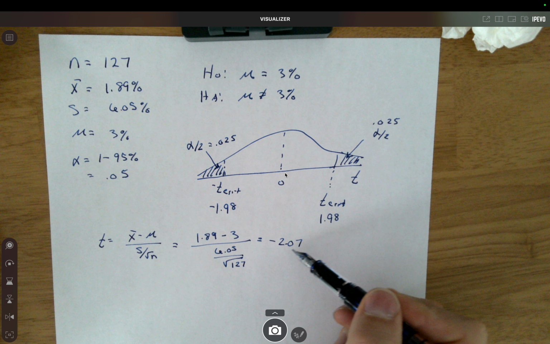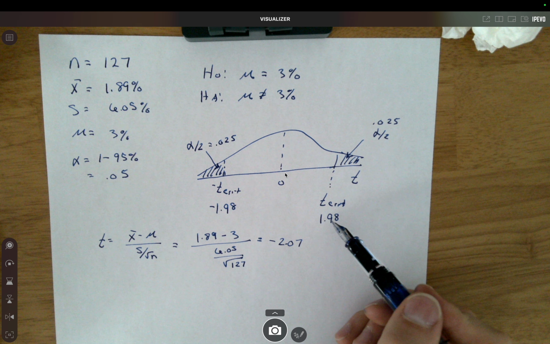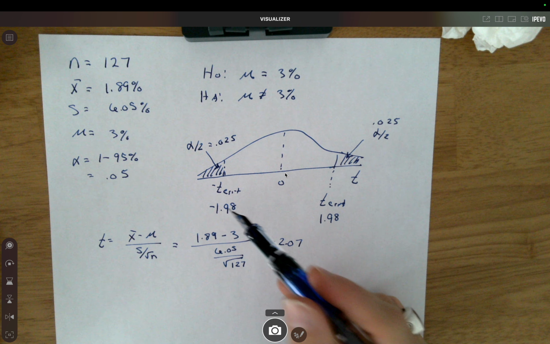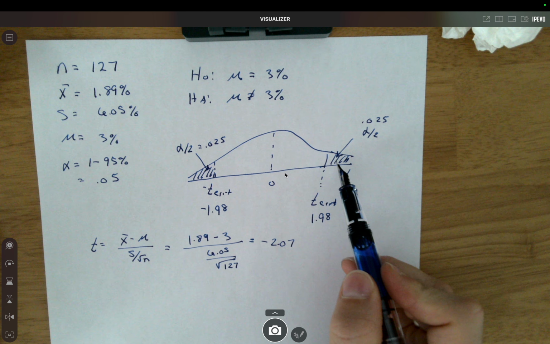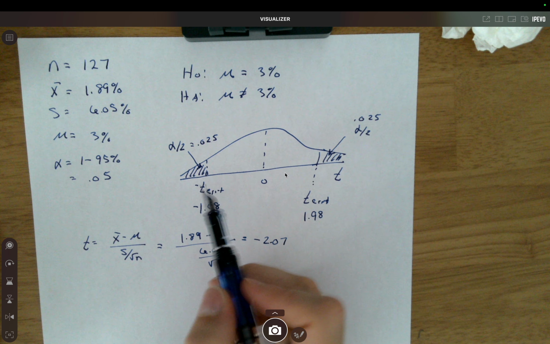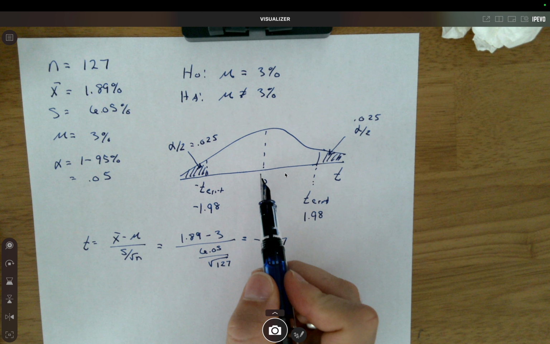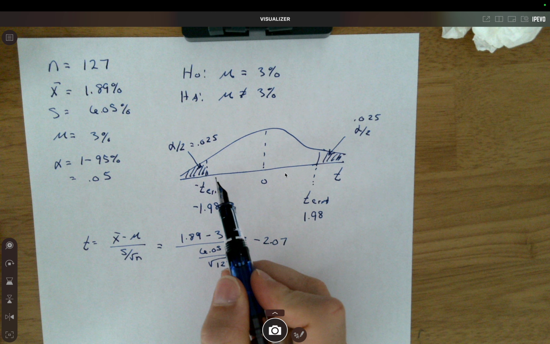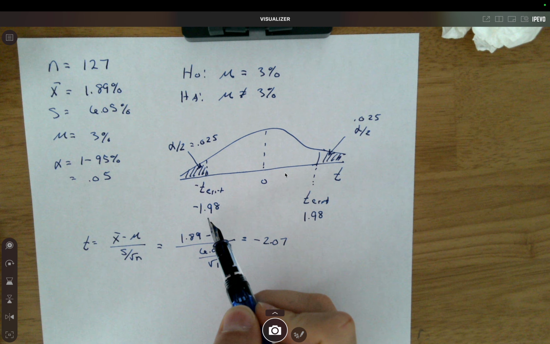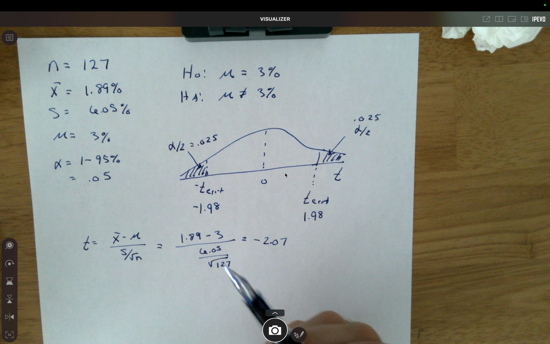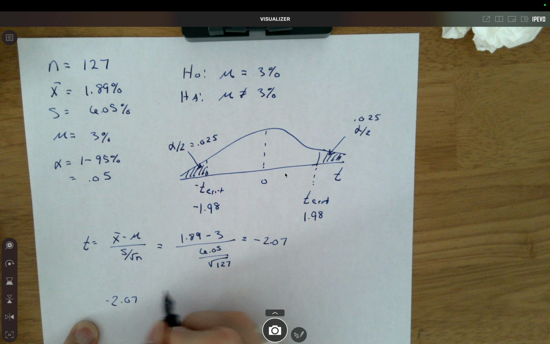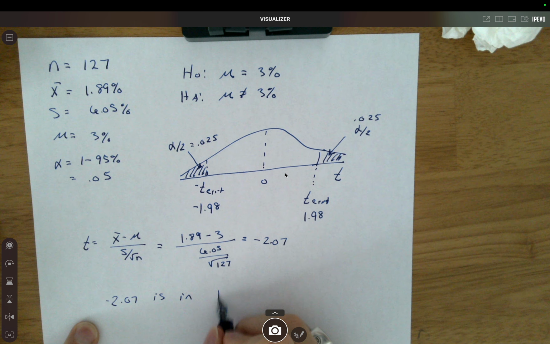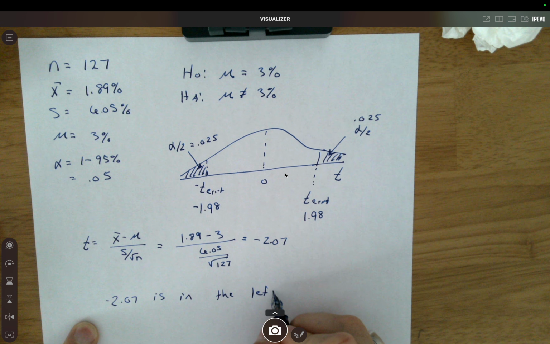So we have to compare this negative 2.07 to the 1.98 and the negative 1.98. We know that negative 2.07 does not fall in this rejection region over here, but does it fall in this region over here? These numbers get more negative as we move to the left. The threshold is negative 1.98, and we're over here at negative 2.07. So negative 2.07 is in the left shaded rejection region.